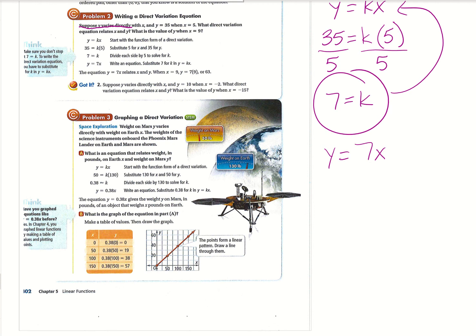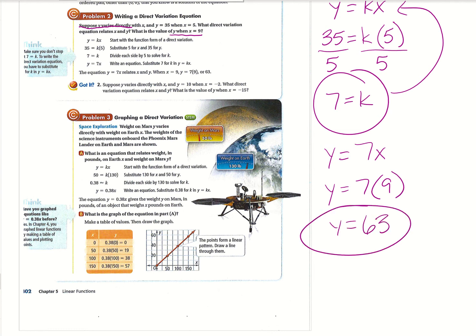Part 2 is to find the value of y when x equals 9. So then we just substitute 9 for x and solve. We have y equals 63. So that's really it for that problem. Go ahead and try Got It problem 2. It's going to be a similar problem.